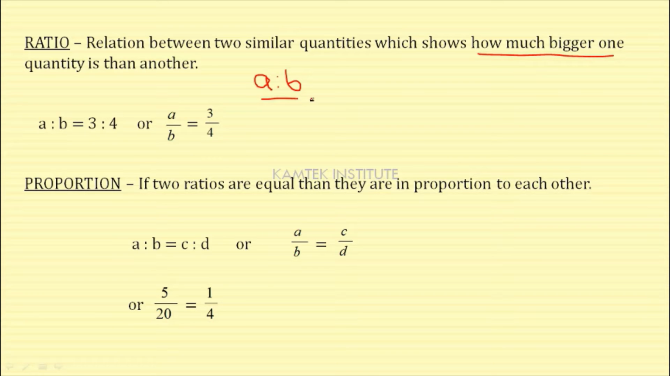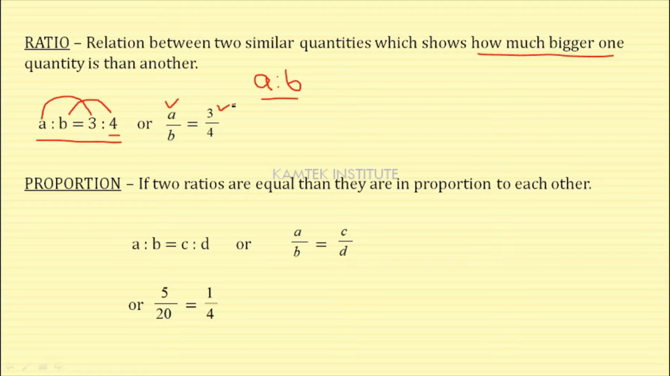In case A ratio B is equal to 3 ratio 4, then we write it this way: A ratio B is equal to 3 ratio 4. That means A is 3 times a particular number, whereas B is 4 times that particular number. Since B is 4 times that particular number, B is greater than A for our understanding. And A ratio B is also written as A upon B, and 3 ratio 4 is 3 upon 4. This is how we write the ratio.